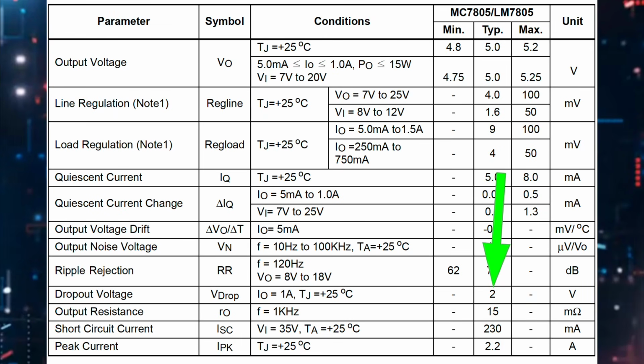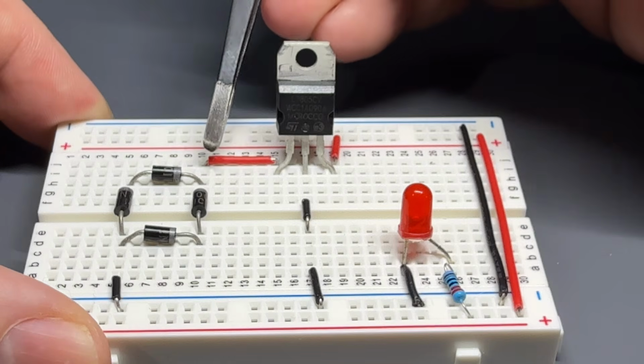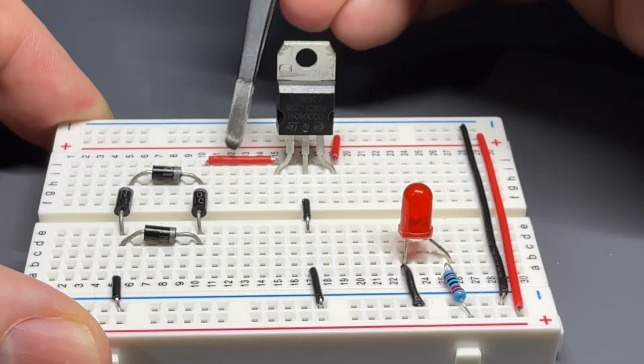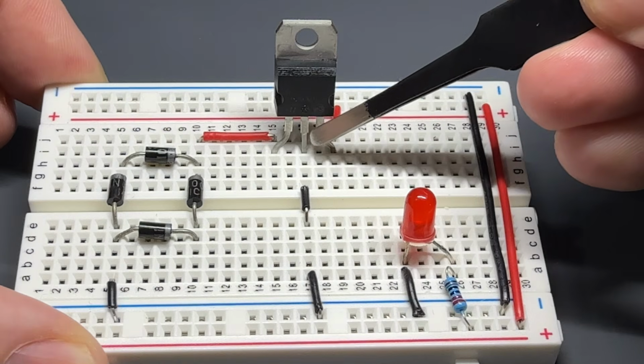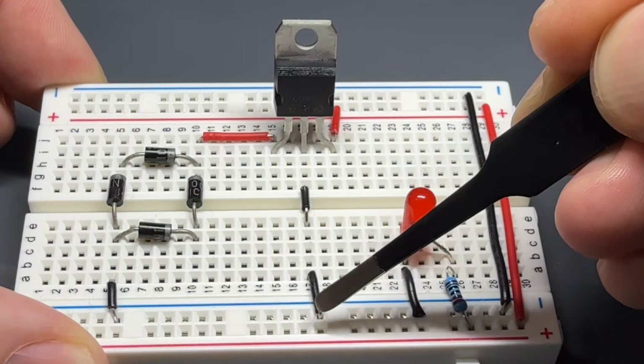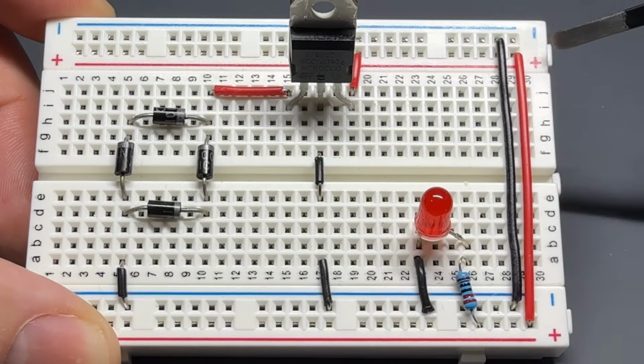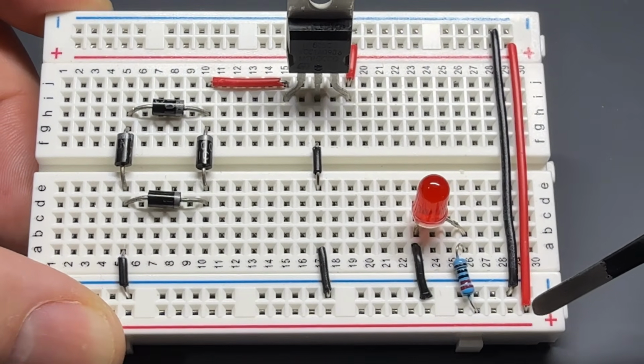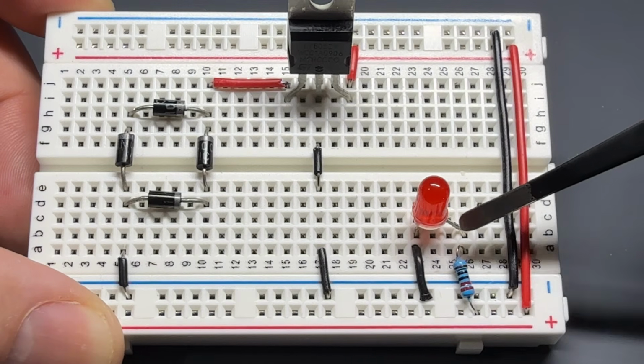The regulator typically needs about 2 or 3 volts more than the desired output, so you'll need to plan your input voltage accordingly. Pin 1 receives the unregulated DC. Pin 2, the middle pin, is connected to ground, and pin 3 is our regulated DC output. Once regulated, the ripple is effectively eliminated and the output stays steady.